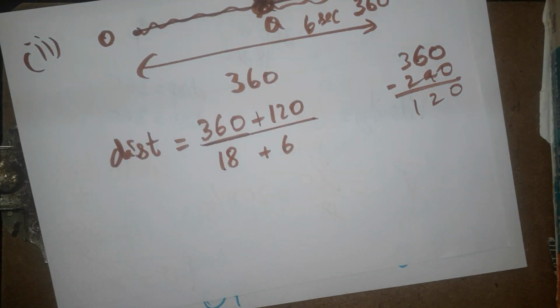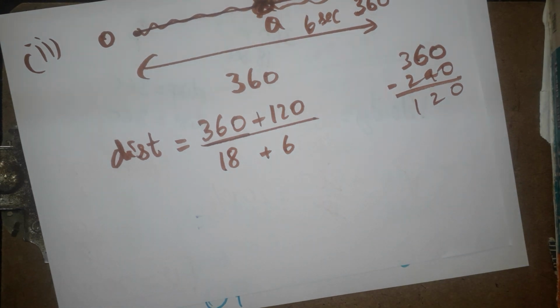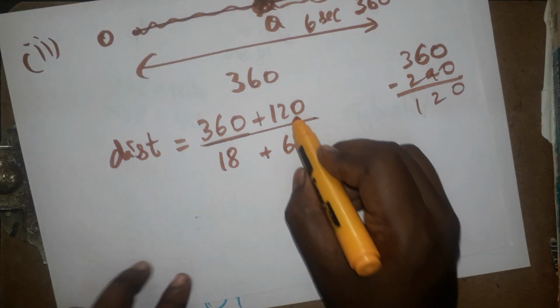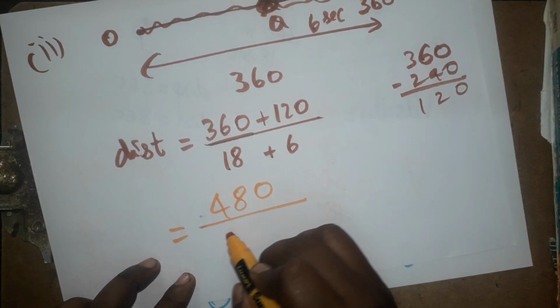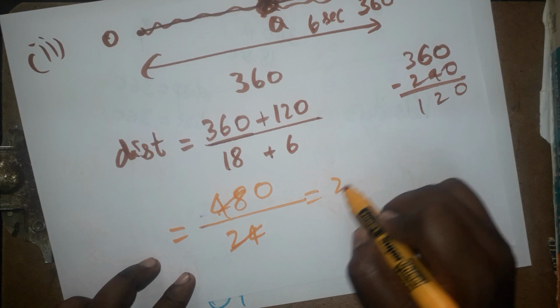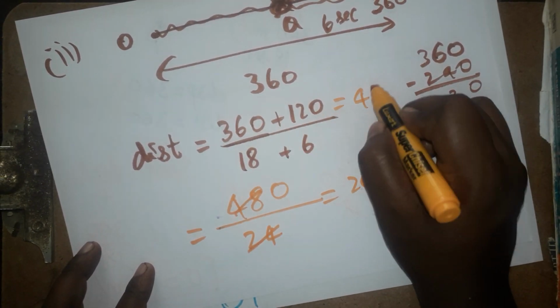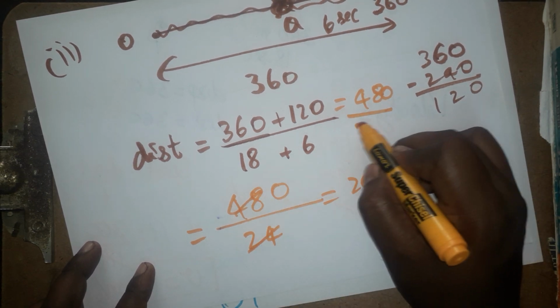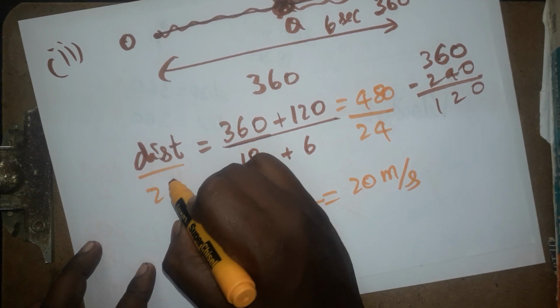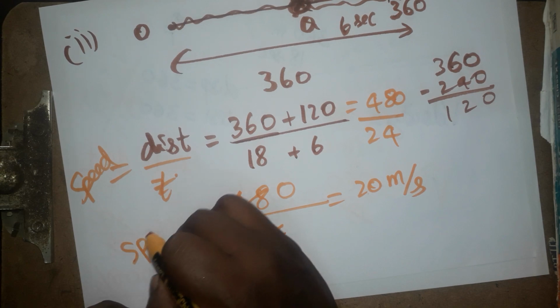Now what is the answer? We have to add both. It is going to be 480. When we add these two, we get 480 divided by 18 plus 6, which is 24, which gives 20 meter per second. So the total distance is 480 and the total time is 24. Finally we got the speed as 20 meter per second.